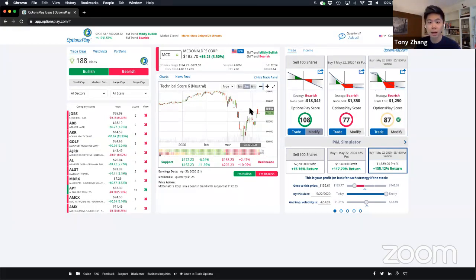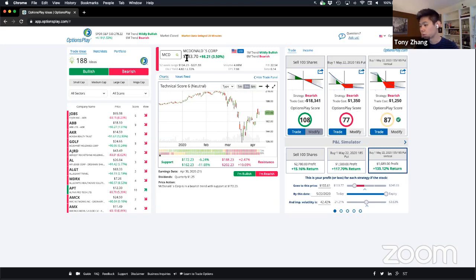Unemployment is relatively high. They unfortunately have a lot of exposure to lower income, which is the group that's most affected by coronavirus and these unemployments. So maybe you might want to take a look at a bearish view on McDonald's. And again, these are not recommendations. This is purely just so that we can show you some examples here.